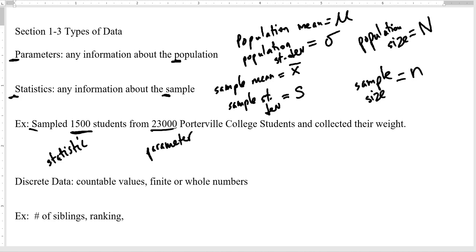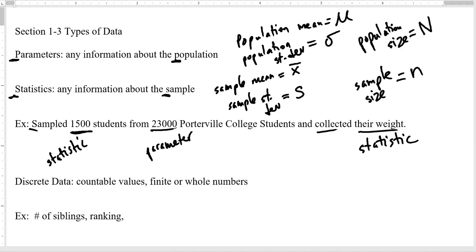There is one other piece of information here. You're like, I don't see another number. You're not always going to see numbers in statistics. When I say I collected their weight, that is data. The question is, would it be data from the population or from the sample? Is it the weight of the entire population, or the weight from our smaller group, our sample? Well, we collected it from the sample, and if it's from a sample, that makes it a statistic.